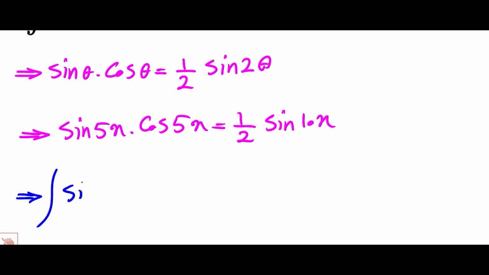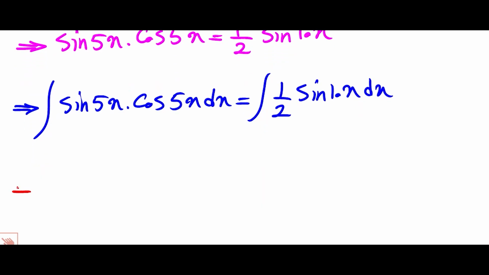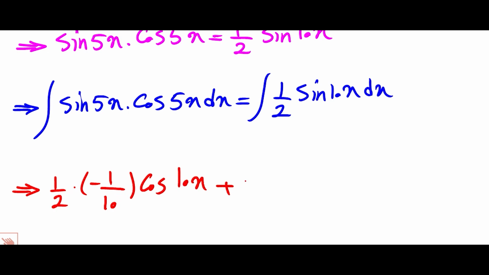So the integral of sine of 5x times cosine of 5x dx equals the integral of 1/2 sine of 10x dx, right? So 1/2 times the integral of sine of 10x equals negative 1/10 cosine of 10x plus c, or negative 1/20 cosine of 10x plus c.